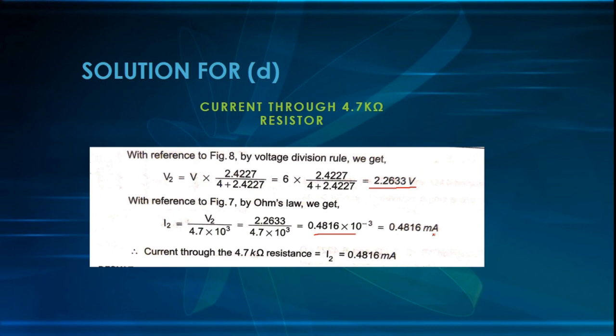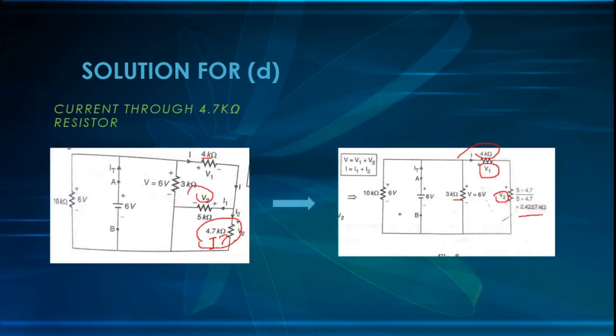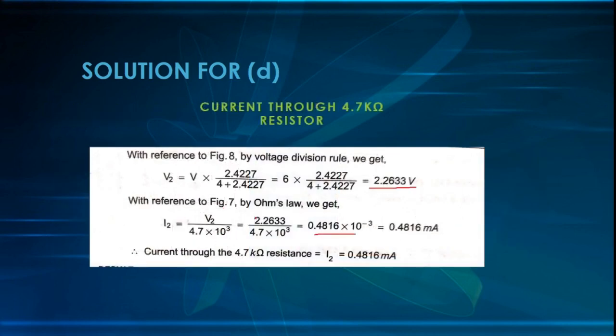So we do not apply current division rule to find the current across a resistor because the source given to us is a voltage source. So we can directly apply voltage division rule since voltage source is given, and after finding the individual voltages, we will find the current by applying normal Ohm's law.